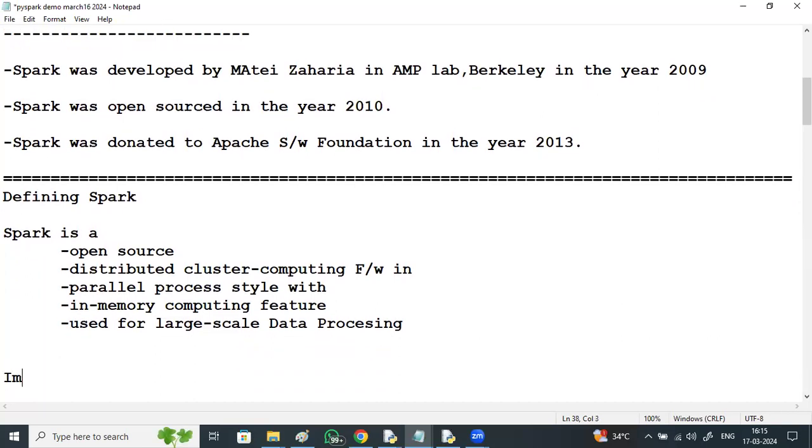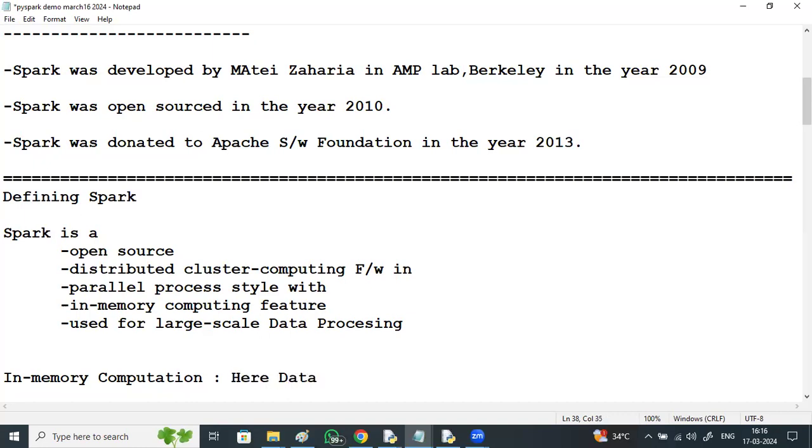Let me elaborate on this in-memory computing feature. All of this, open source, distributed, parallel processing, large scale, you can see in Hadoop MapReduce. The only extra feature we see in Spark is in-memory computation, because of which we get very high speed, right?